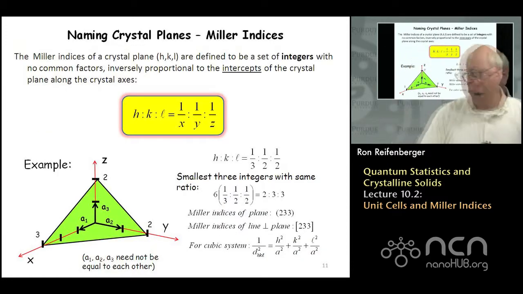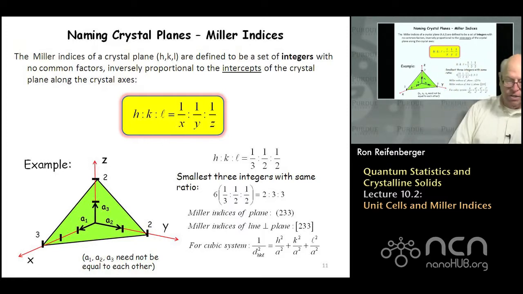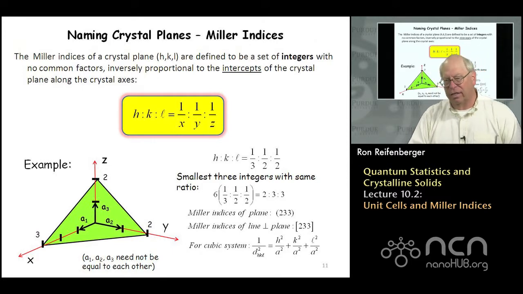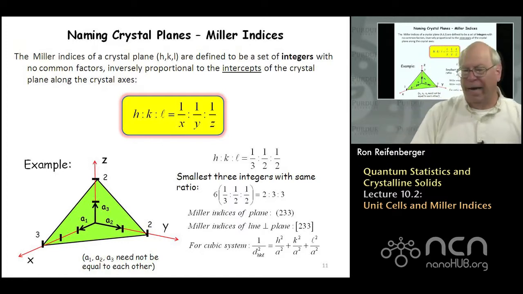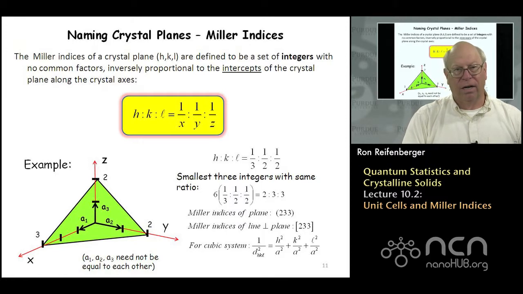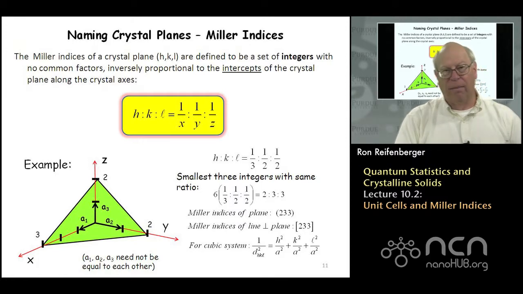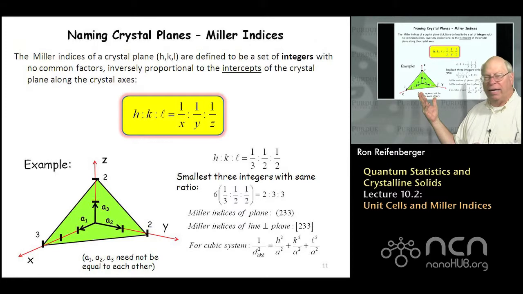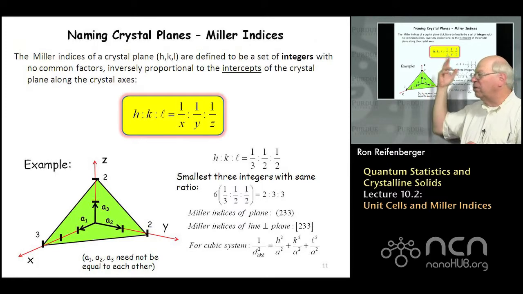We need a very general way to specify the orientation of crystallographic planes and specific directions inside these crystalline solids. And the technique that's been developed to name the planes and to name the crystallographic directions is named after Miller, who worked on this problem a long time ago. And basically, crystallographic planes are defined in terms of things called Miller indices.